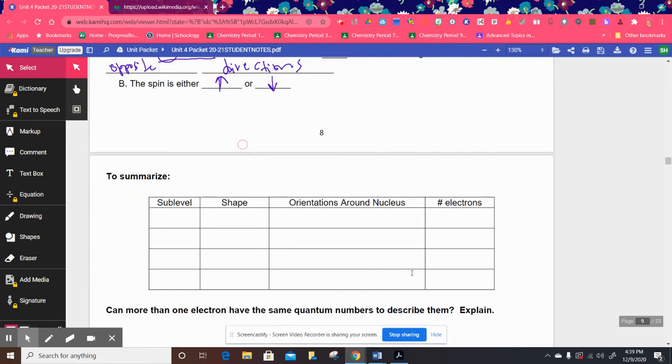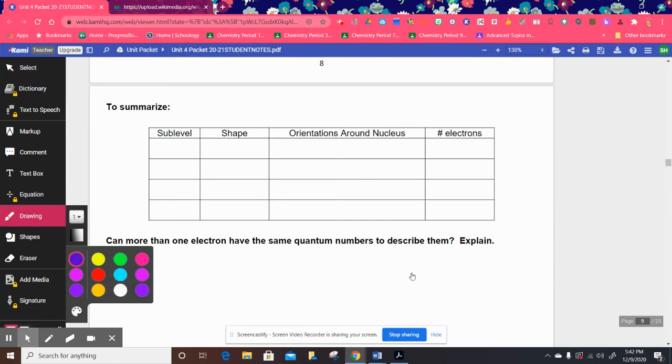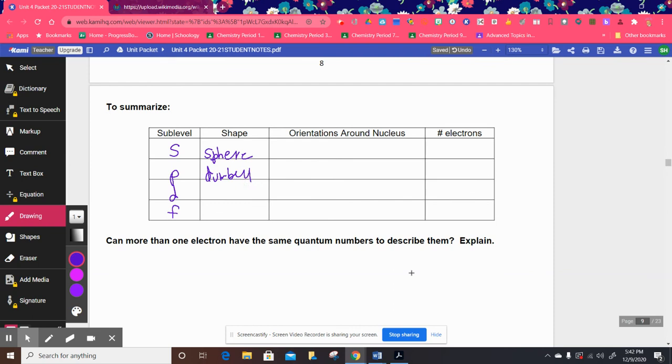Okay. All right, so we're going to summarize what we just went over. Let me get a pen here. So we have sublevels S, P, D, and F that are found within the energy levels. Shapes for an S, that is a sphere. P is a dumbbell. D is a flower. And F is, we'll just call that a complex flower.